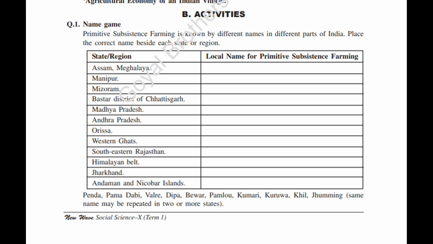On page number 25, you've been asked, primitive subsistence farming is known by different names in different parts of India. Place the correct name besides each state.